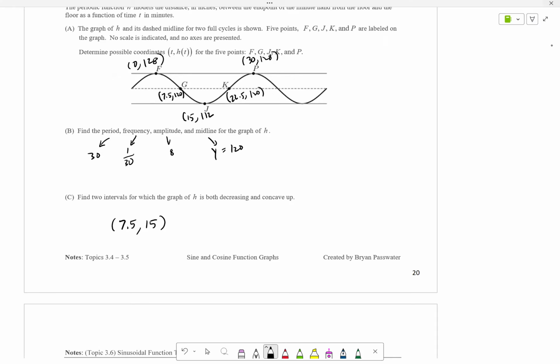Since I don't think we marked any other point where it's decreasing and concave up, I had to go to the part that we haven't marked. So that would be from 37.5. Why 37.5? Because it's exactly one period from the point that's decreasing. Just add a period to that. Okay, so 37.5 and 45.